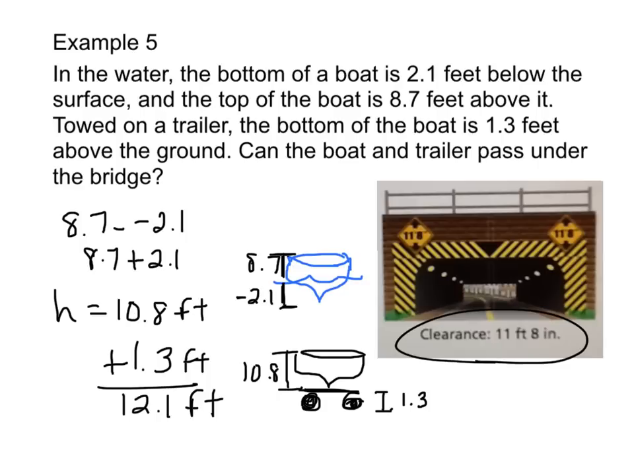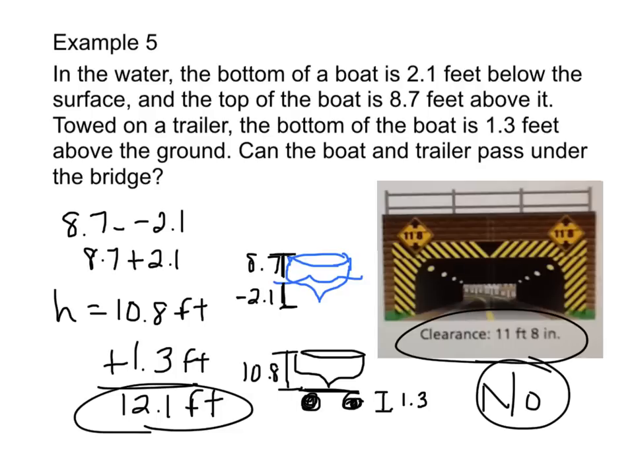The clearance is 11 feet 8 inches. The trailer with the boat is 12.1 feet. Can the boat and trailer pass under the bridge? You would say no, it cannot pass because the height is greater than the clearance of the bridge.